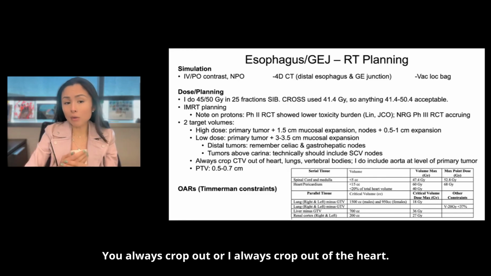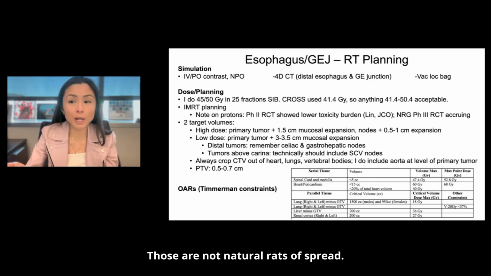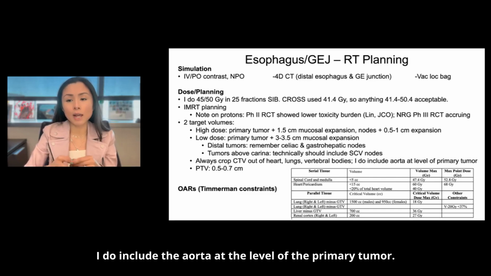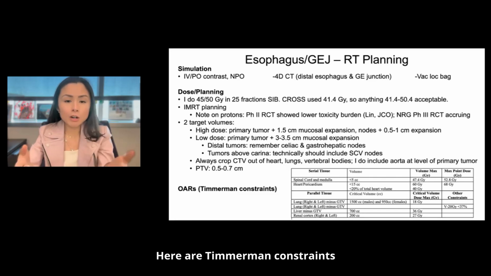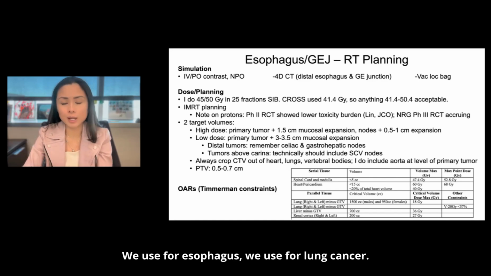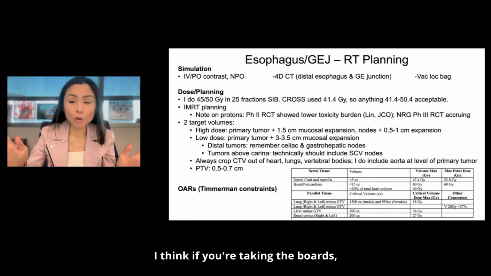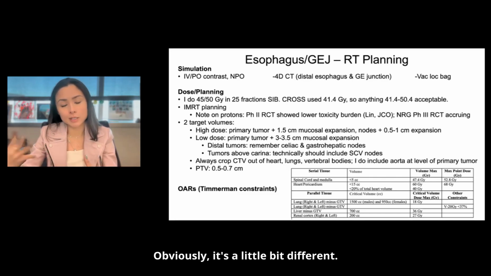I always crop the low-dose CTV out of the heart, lungs, and vertebral bodies. Those are not natural routes of spread. I do include the aorta at the level of the primary tumor. My PTV is 0.5 to 0.7 centimeters, depending on my daily imaging. Here are Timmerman constraints that we have for conventional fractionation. We use them for esophagus, we use them for lung cancer. I think if you're taking the boards, just memorize one set of constraints for one part of the body. For adults, obviously, peds a little bit different.